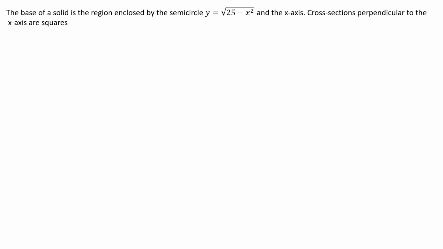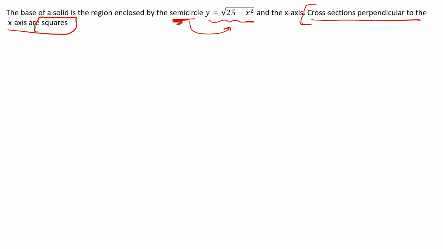Now look at the question. The base of a solid in the region is enclosed by the semicircle. This equation is for a semicircle, and the x-axis, and cross sections perpendicular to the x-axis are squares. Now here, don't get upset by looking at this semicircle, and don't use the formula of the semicircle to find the cross section. Why? Because they are saying that the cross sections of the solid perpendicular to the x-axis are squares, meaning the cross section is a square, not that the curve is a square.